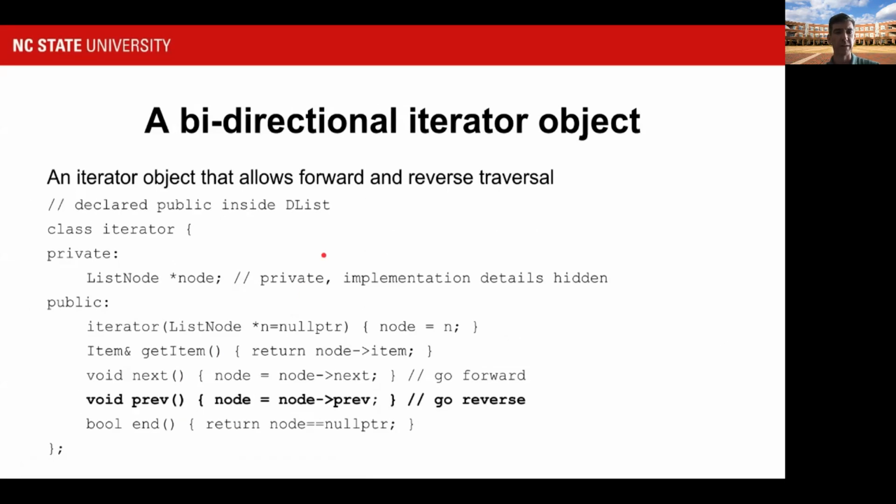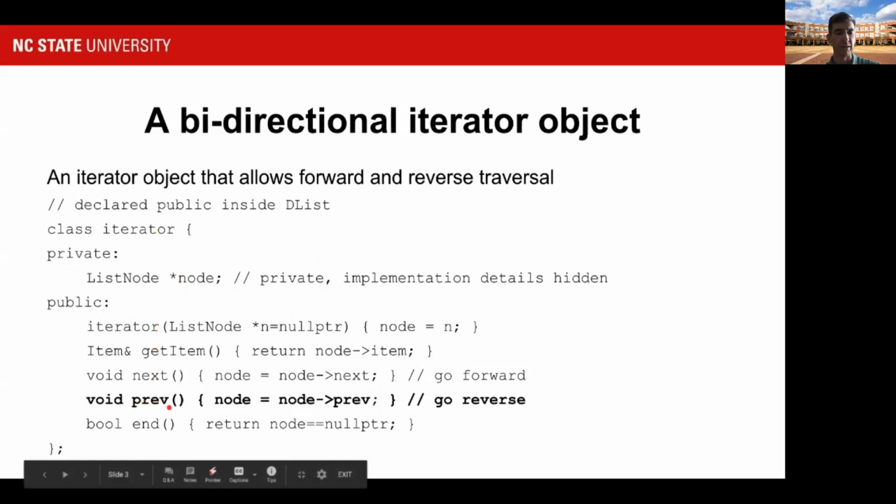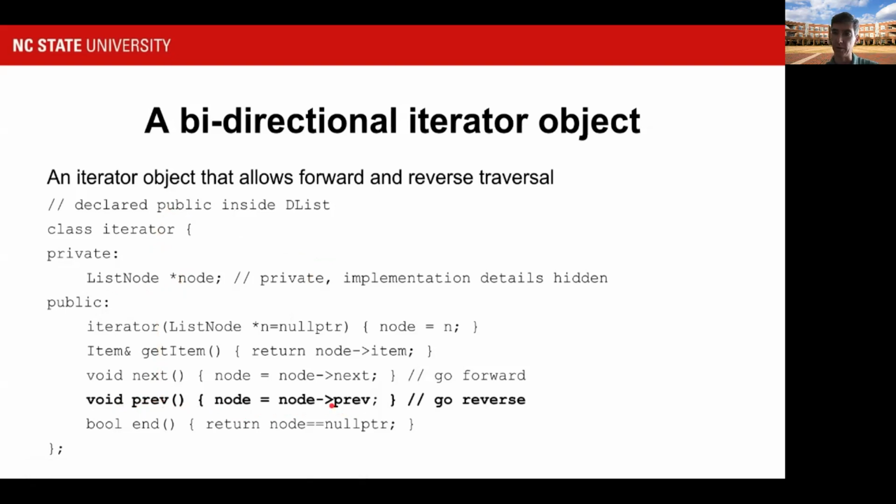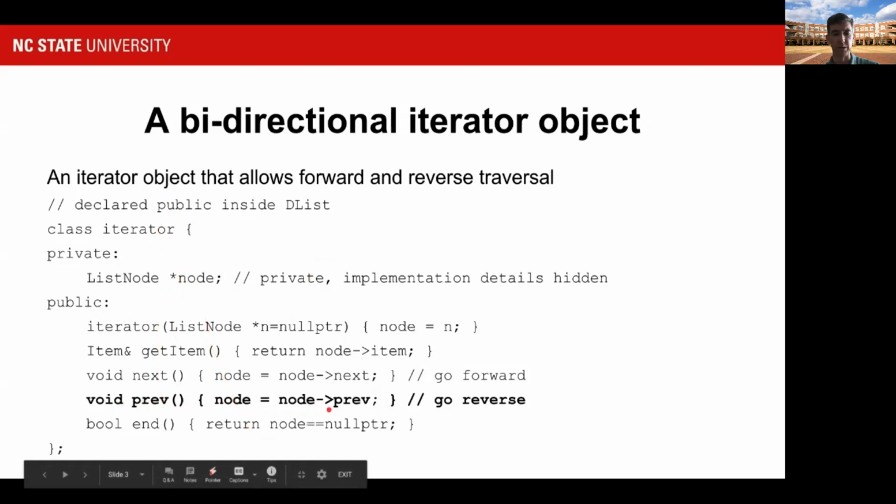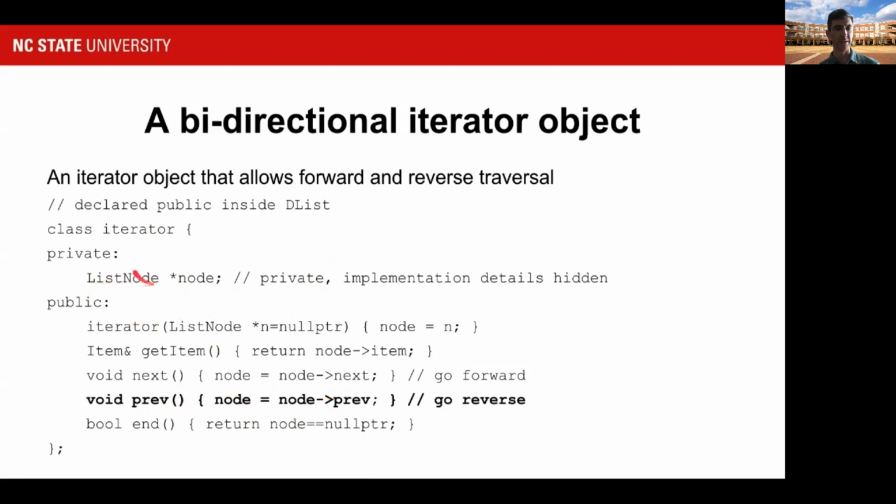Okay, so the iterator object also gets a modest improvement. In addition to just containing a dlist node, it also has a function called previous, and that previous function will allow us to go in reverse. So we'll update the node pointer inside the object to go backward to the previous node, right? If node equals node next goes forward, then node equals node previous goes backward. I should note that all these things should say dlist node. I just forgot to update them on the slide.